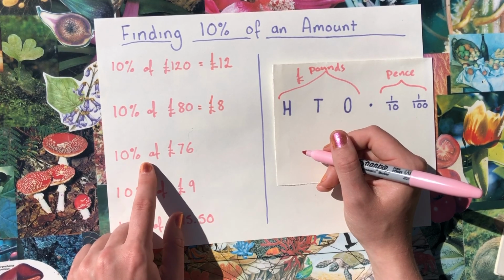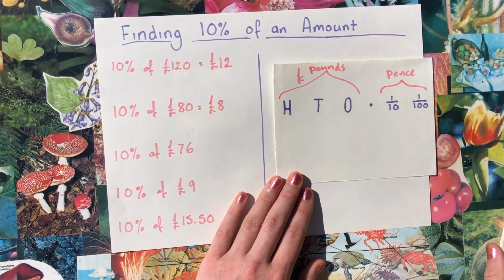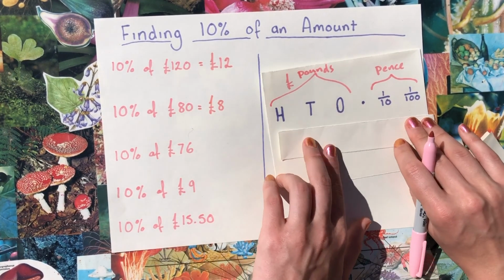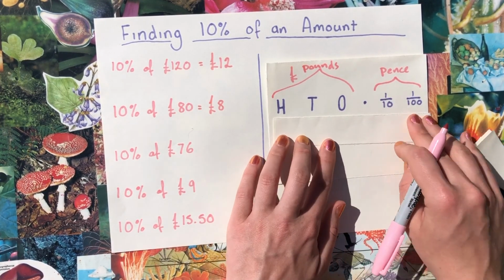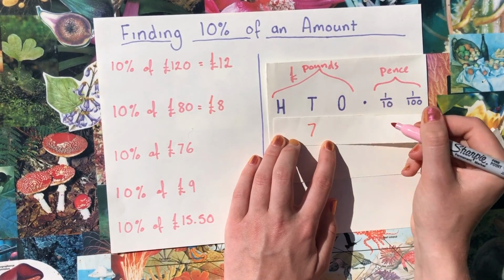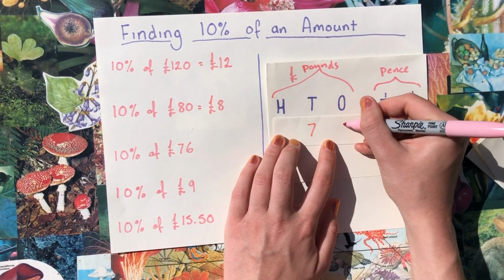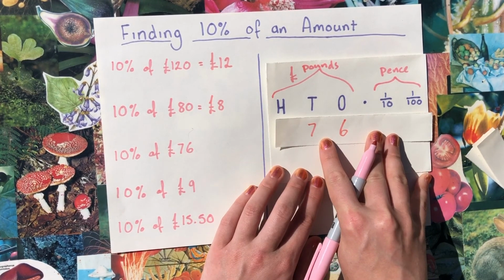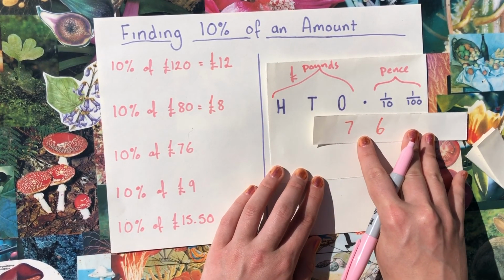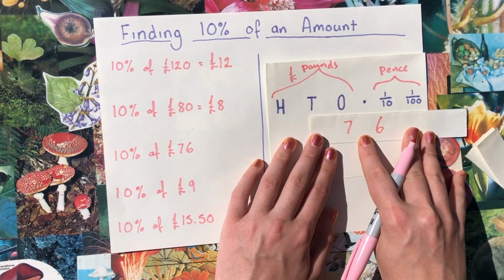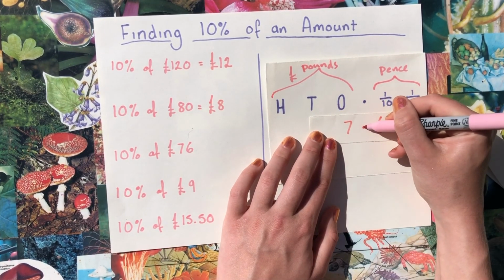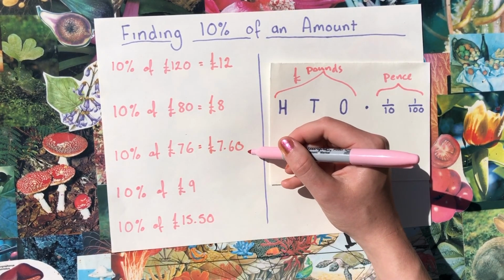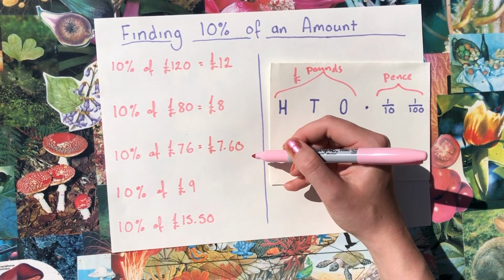So if I'm doing 10% of £76, that's why it's useful to think of things in terms of these columns. So let's fill in, what would £76 look like? Well, that's 7 in the tens column and a 6 in the ones column. I'm dividing by 10, so my number is getting smaller. Everything moves over one column because 10 has a 1 and 0 at the end. And now my decimal point is here and I've got £7.60. In this case, you have to put that 0 on the end there because money always has 2 decimal places.